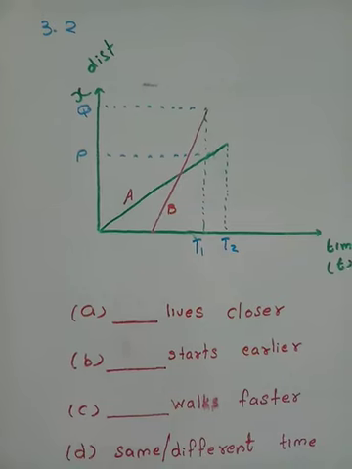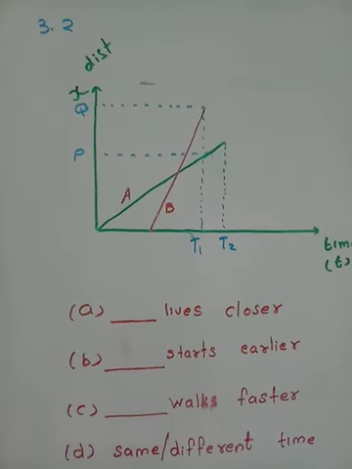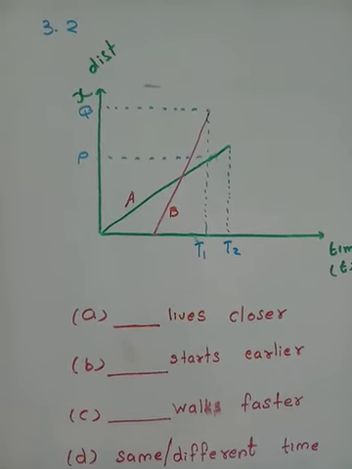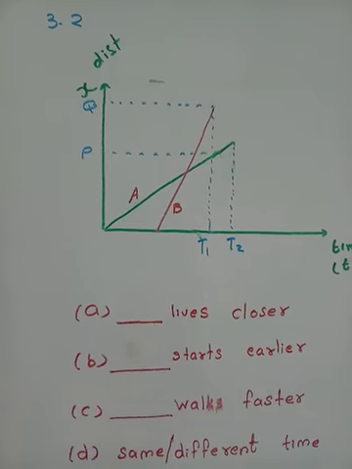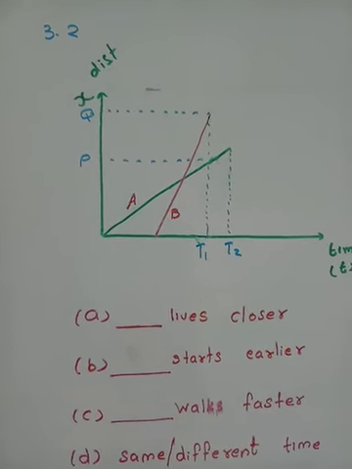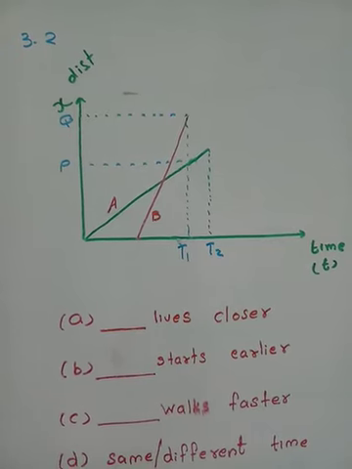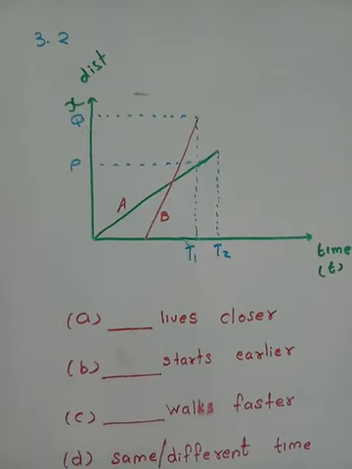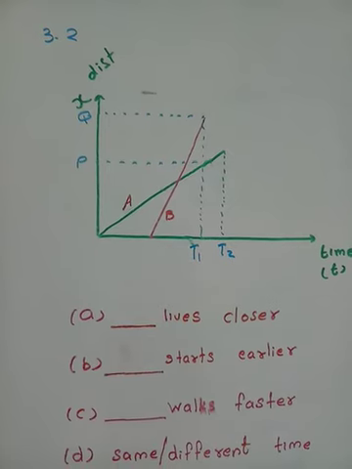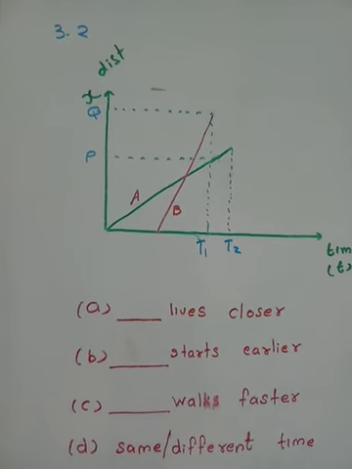Now again you can see the graph on the time scale. Student A has started from the school, from the origin, while B has started its motion sometime after the original time. So who has started earlier? Obviously A has started earlier.